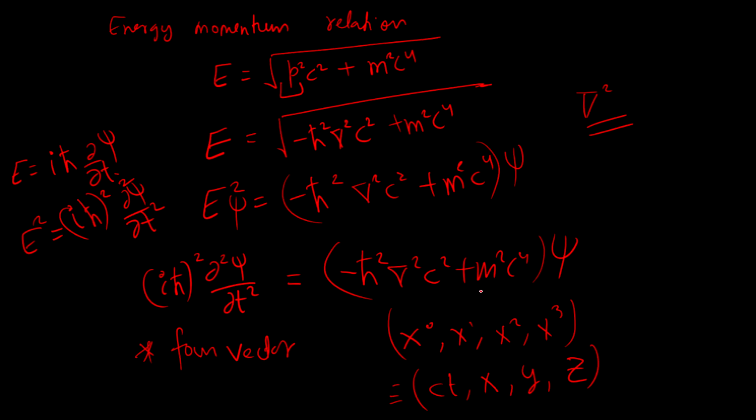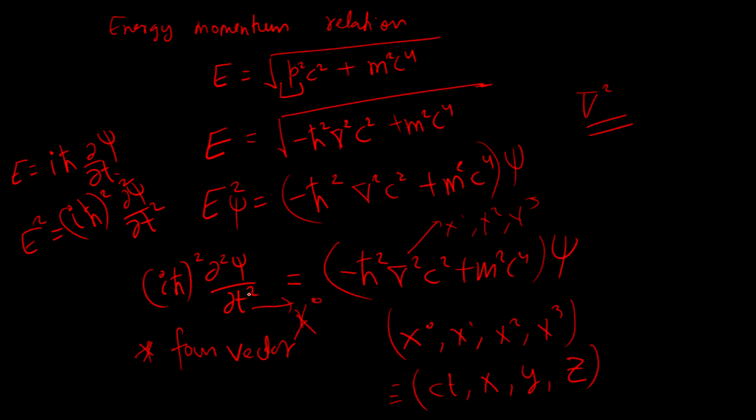Now this del square is the space part, so it is del square del x1 square, plus del square del x2 square, plus del square del x3 square. Now what is this thing? This contains all of x1, x2, x3, and this contains x naught.